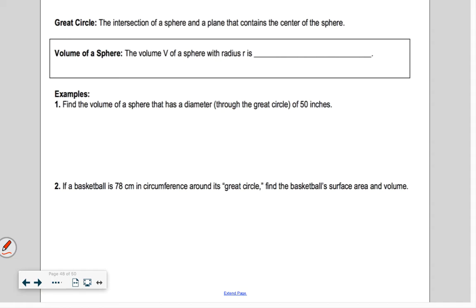All right, so the volume of a sphere is 4/3 pi r squared. Oh, whoops, r cubed, sorry. I was going to say there's a cool relationship between the surface area and the volume using calculus, but these are things you get to look forward to someday when you take calculus. Are you all planning on taking calculus someday? Oh, fun. One day. All right, so find the volume of a sphere that has a diameter through the great circle of 50 inches.